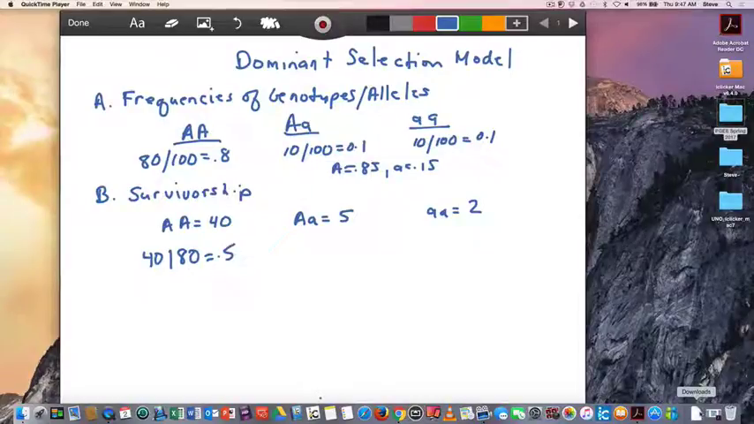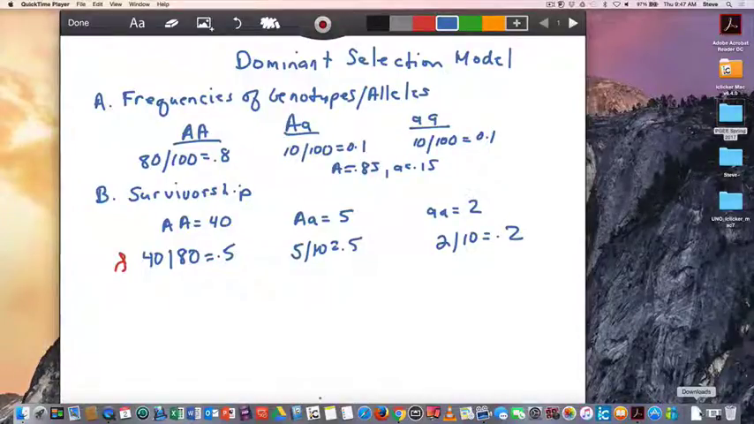Okay. So this is what we call the relative survivorship. We often use a thing called lambda, if my thing would work. Okay? That's just what we call survivorship. Okay? What's the other one? What are the others? Yep. So 5 divided by 10 equals 0.5, and 2 divided by 10 equals 0.2.